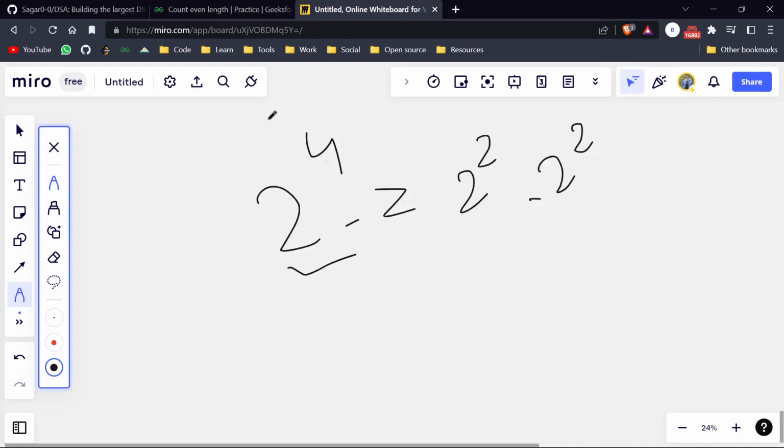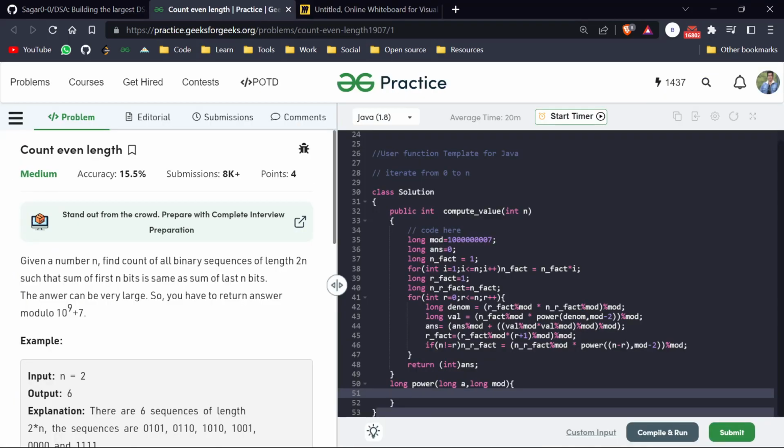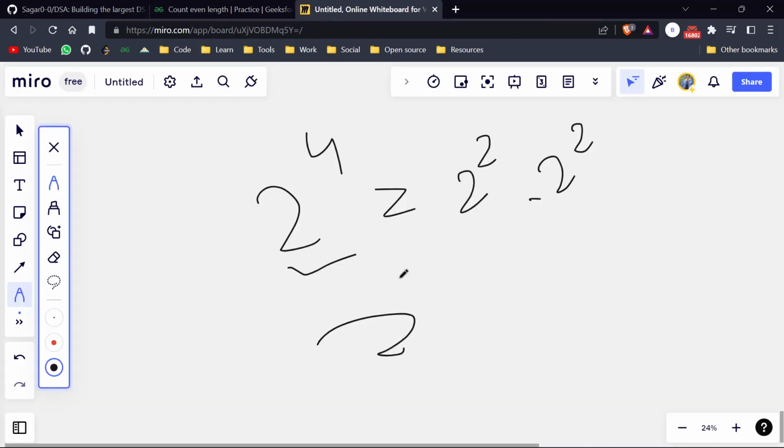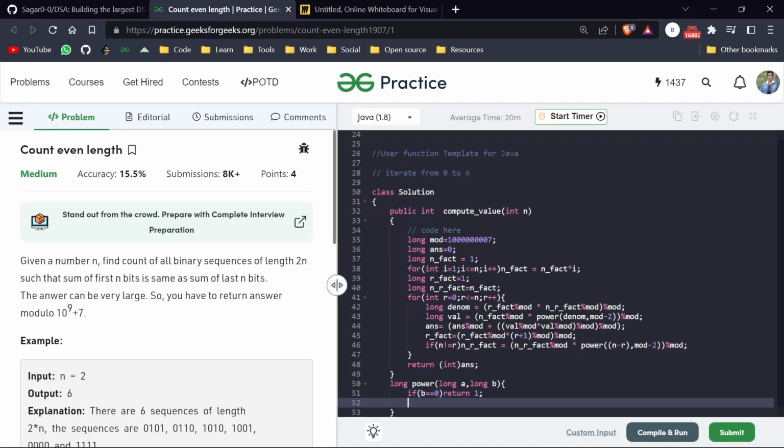So if it is a to the power b, first of all, if we are writing some recursive function, then we also have to write the base case. Okay, this is not mod b. We have to find a to the power b, and we are just finding here n to the power mod minus 2. So if we are finding a to the power b, then if b equals 0, that is our base case, then we have to return 1. So 2 to the power 0 equals 1, that is the thing we already know.